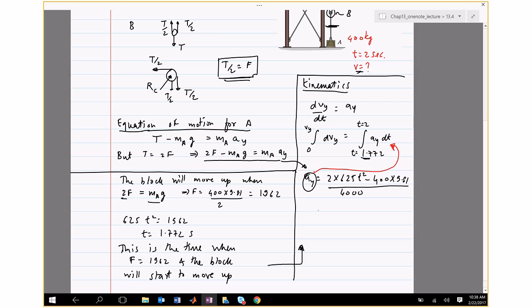So Vy equals, so I get 0.301 meters per second.